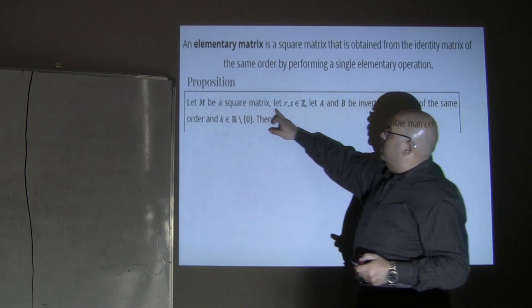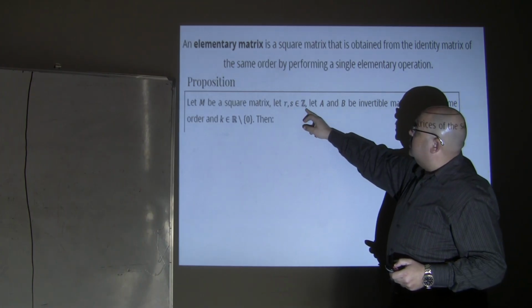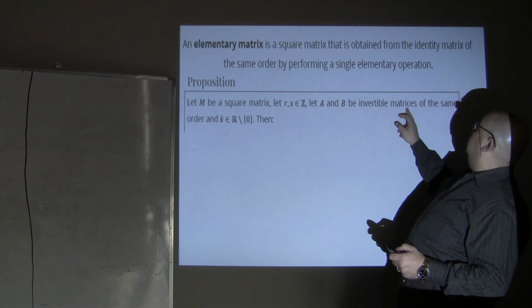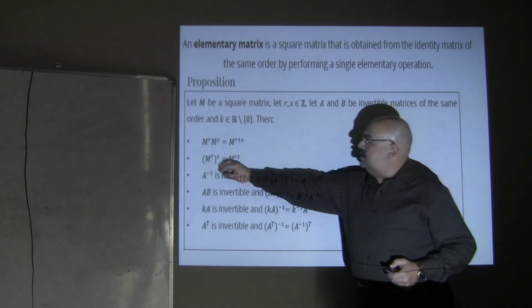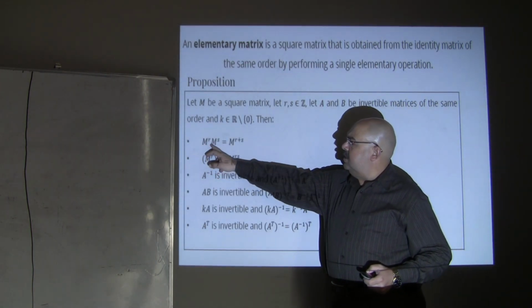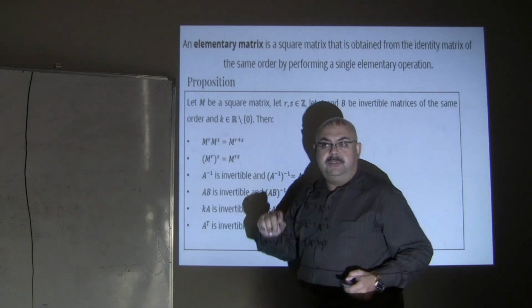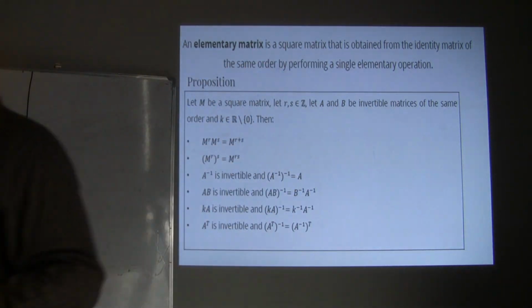Let M be a square matrix, then let R and S be integers, and let M be invertible matrices of the same order. So you know that M to the power of R times M to the power of S is equal to M to the power of R plus S.